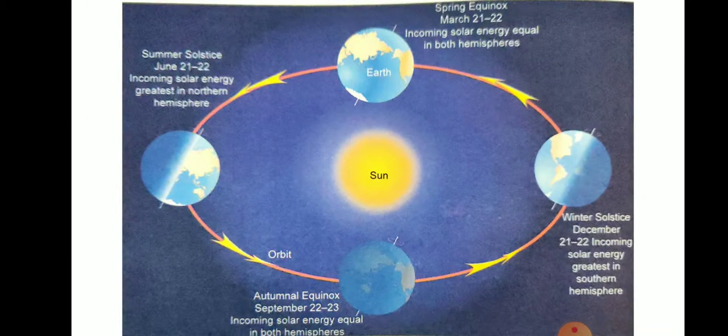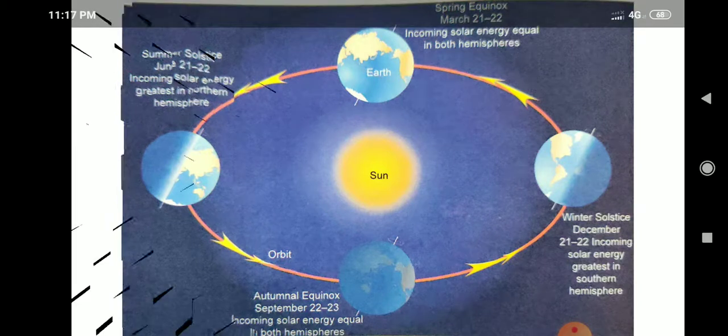And here is a picture to show summer solstice, winter solstice, spring equinox, autumnal equinox. So this picture is showing the position of the earth around the sun, which shows in what position winter solstice occur, in what position summer solstice occur, and what position spring and autumnal equinox occur. This picture shows the position during which this equinox and solstice occur. With this, we end up here.